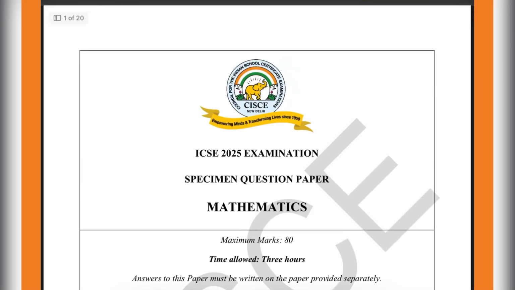Hello students, so today we are going to see about the ICSE specimen paper. Always remember, students, if you want to practice the board paper questions, first you have to go through the specimen paper of the present year. Why is that? Because every year the board makes changes accordingly.